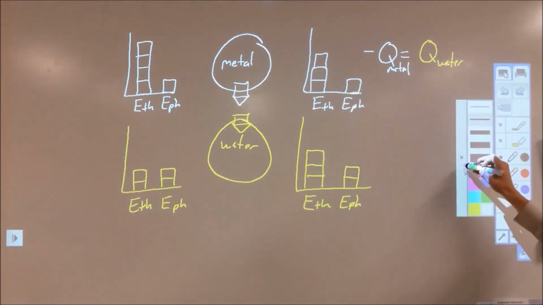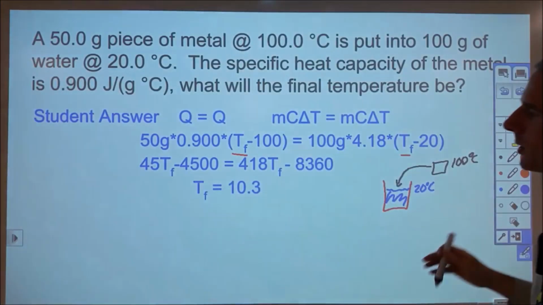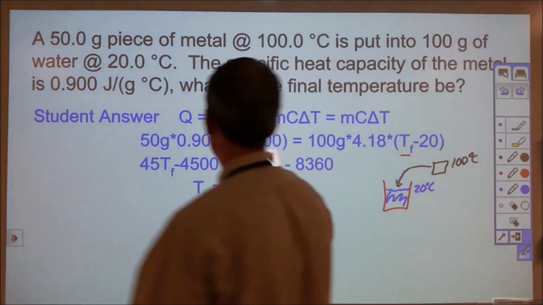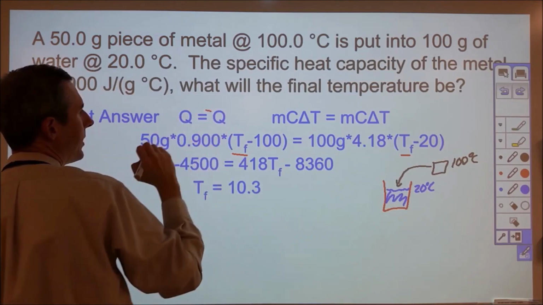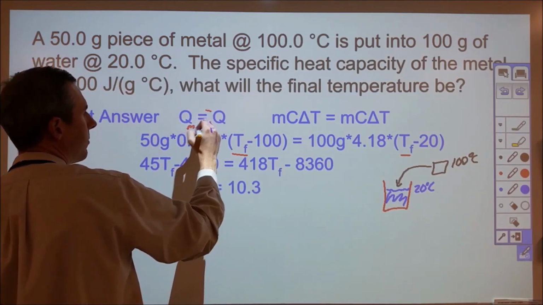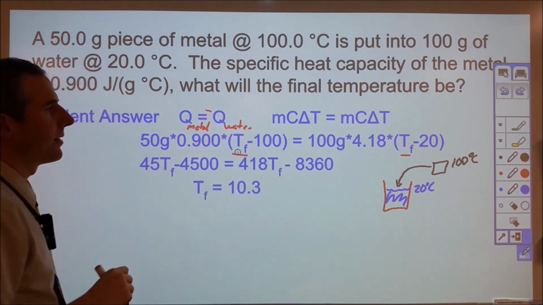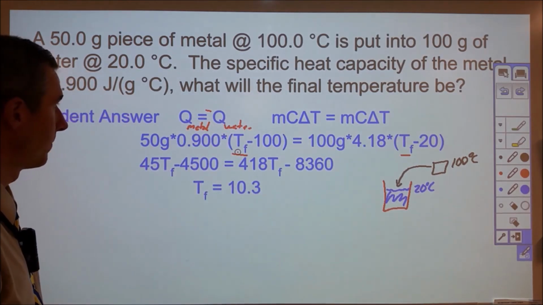And that's the critical difference between what happened with the student and what you should do for the correct answer. The only thing that really is messed up here is that they should have labeled one of these as negative. And they probably should have put in that one is for the metal and one is for the water. But really the negative sign there is the big difference between this being right and wrong.